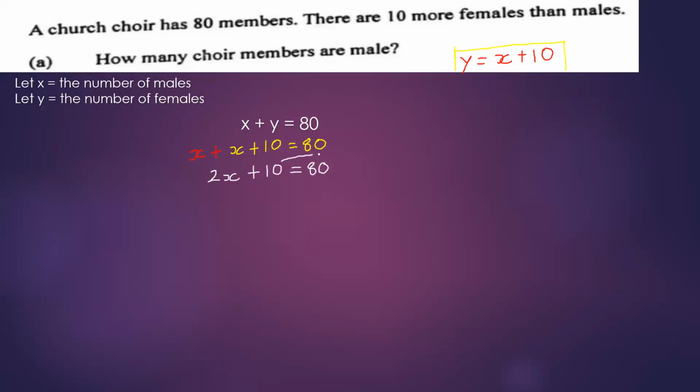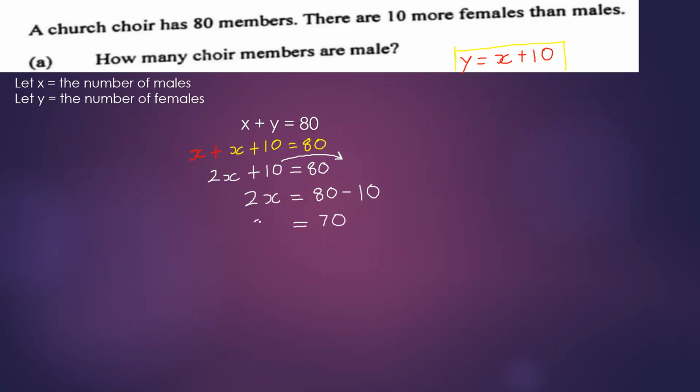Send the 10 over the equal sign. It's going to be 80 minus what? 80 minus 10. Good. On the side, we have 2x. What is 80 minus 10? 70. Very good.